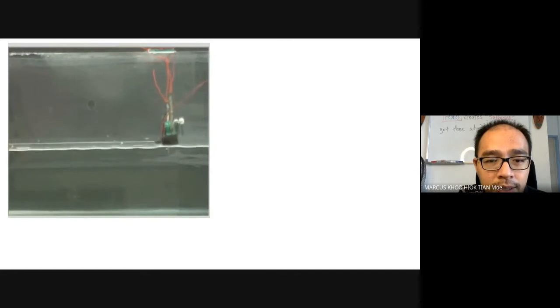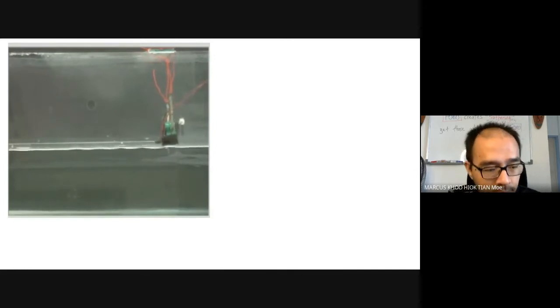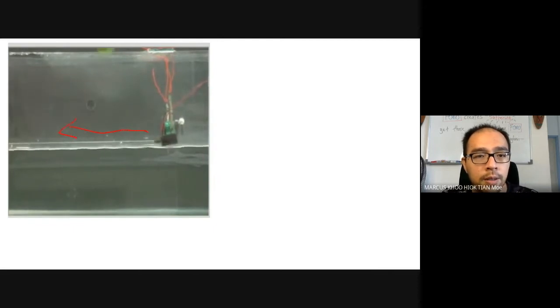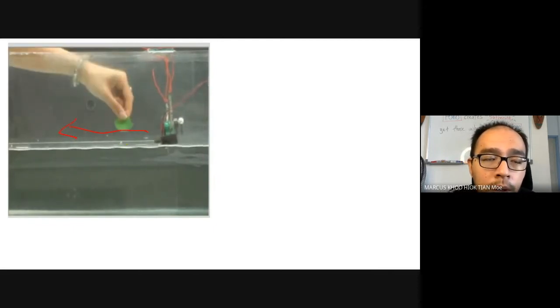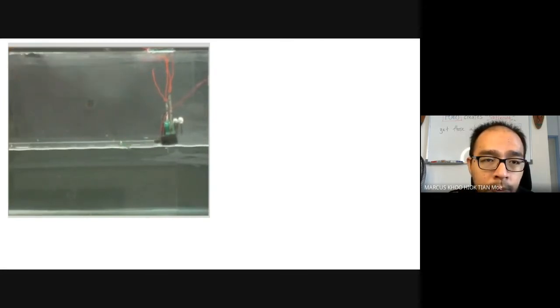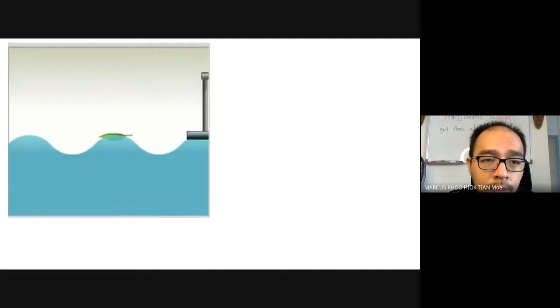The direction of propagation of the water waves is from right to left. The leaf represents a water particle. How does the water particle move? The water particle moves up and down.